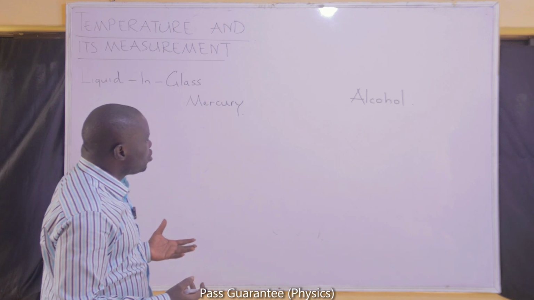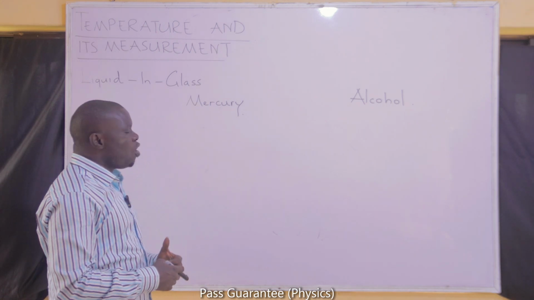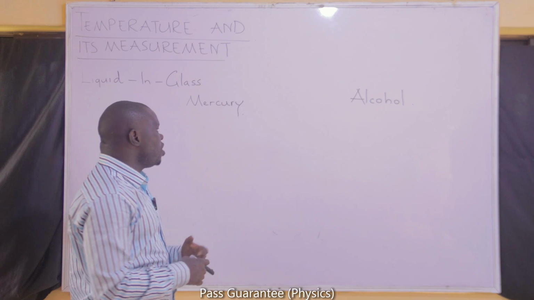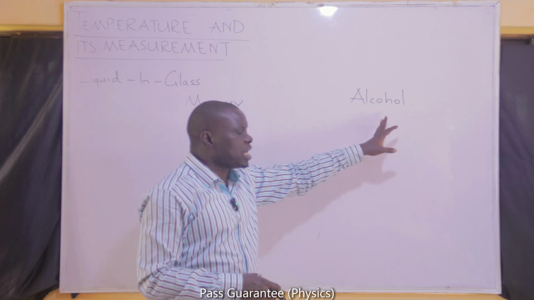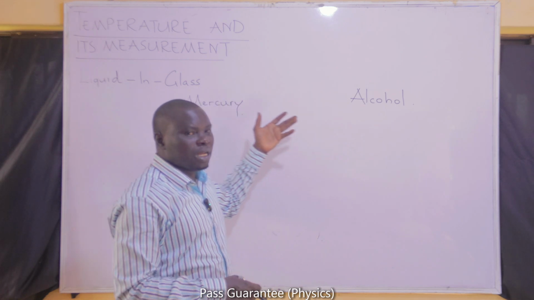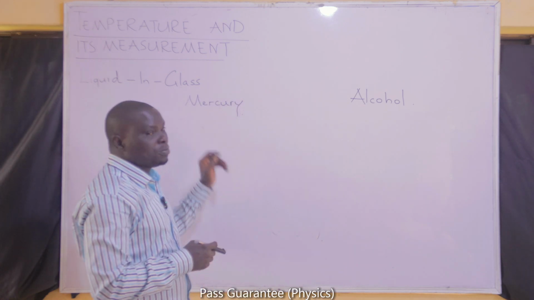Now, we are going to try to look at what are the advantages of using mercury in our liquid in glass, and what are the advantages of using alcohol in our liquid in glass. Mercury's advantage, number one, stems from its boiling point.